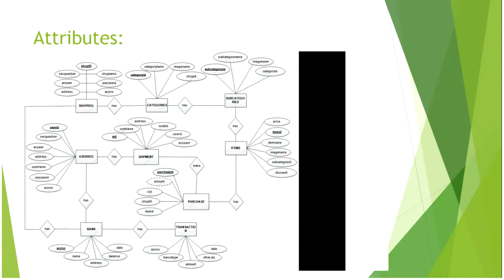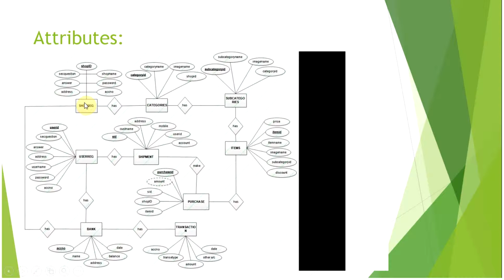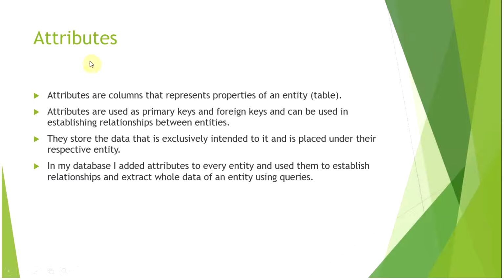And coming to the attributes, here you can see the attributes are nothing but columns in a database system. For shop registry, here are the attributes: shop ID, shop name, password, etc. And the square boxes are called entities, which are tables in my database system.